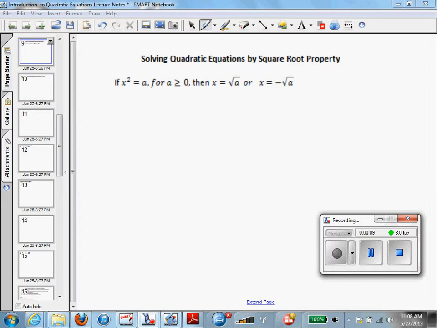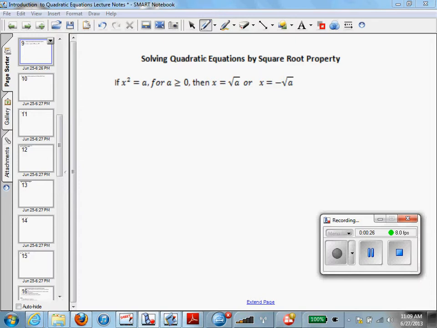For this you need to know the rule that if x squared equals a, where a needs to be greater than or equal to 0, then if you take the square root of both sides, you're going to have x equals the square root of a, or you could even have x equals a negative square root of a.